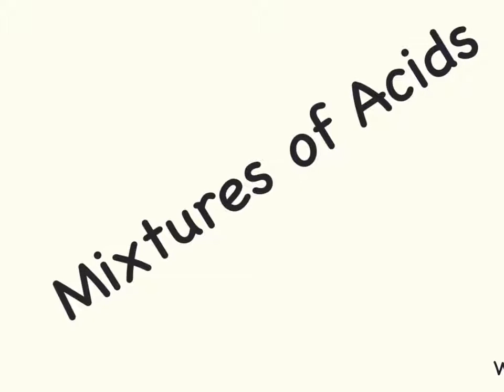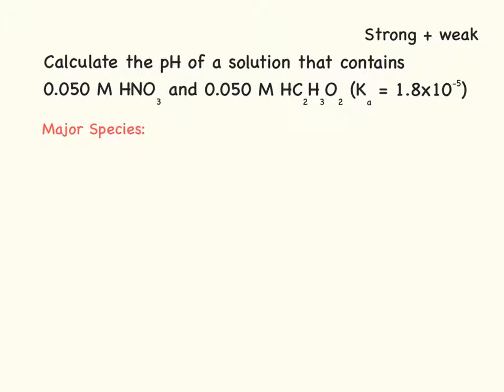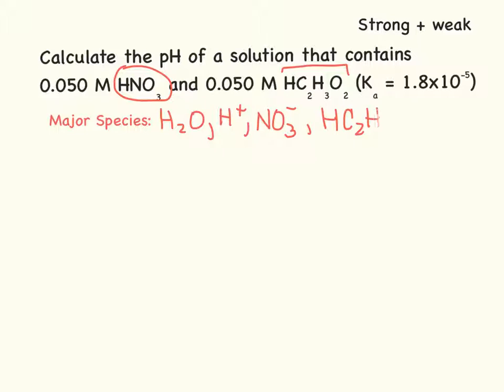Next, we're going to look at a strong acid mixed with a weak acid. In this kind of problem, your major species list becomes very helpful. So let's list what we have. We have water. We have a strong acid right here, so that gives us hydrogen ions and nitrate ions, because that's what strong acids do. We have a weak acid here, and since weak acids do not ionize a lot, we shall keep it together. So we have acetic acid. Now we have a complete major species list. We can talk about what's going on in the solution.